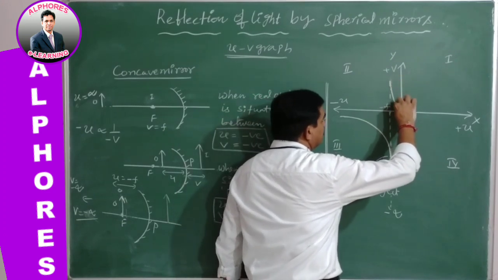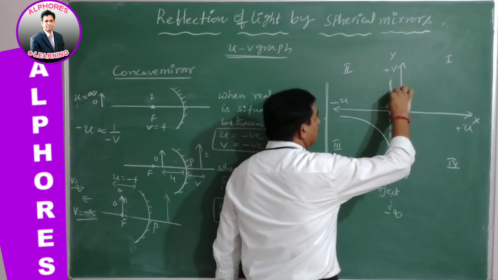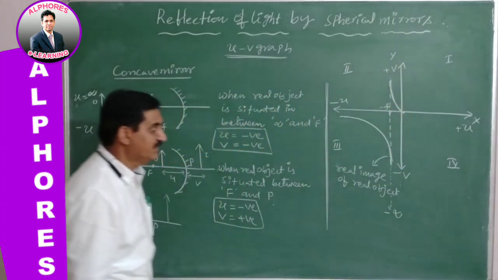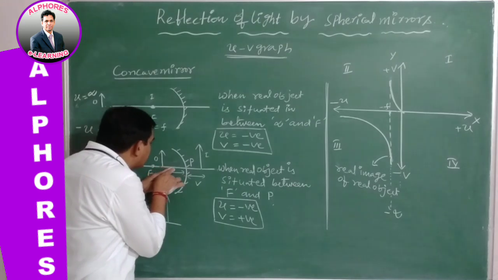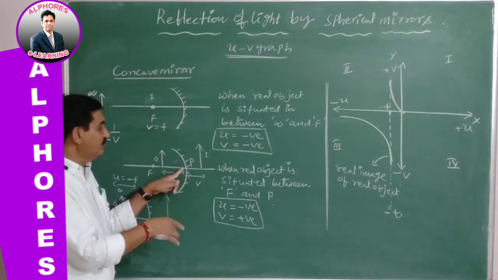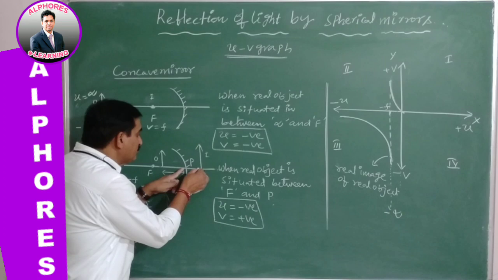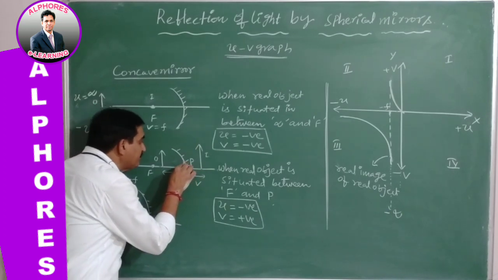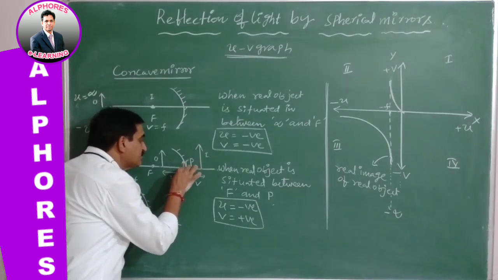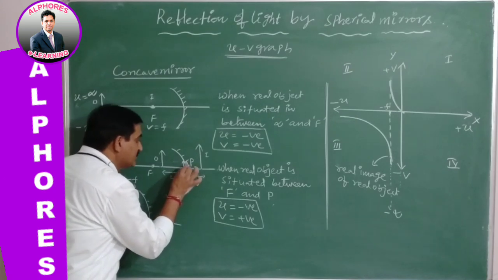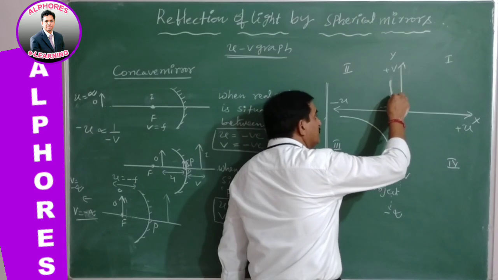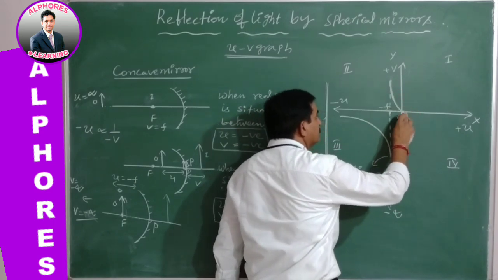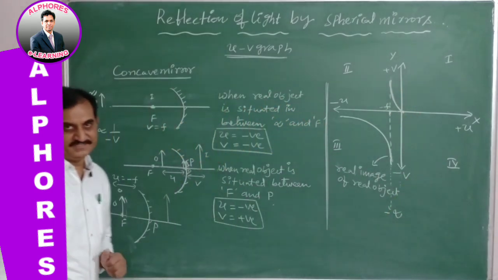Here it is also a rectangular hyperbola up to here. This is the discontinuous graph. As the object slowly moves towards the pole of the concave mirror, the image also approaches the pole. Whenever the object touches the mirror, the image also touches the mirror. This pole is taken to be the origin. Therefore this graph slowly reaches the origin. So this is the point.